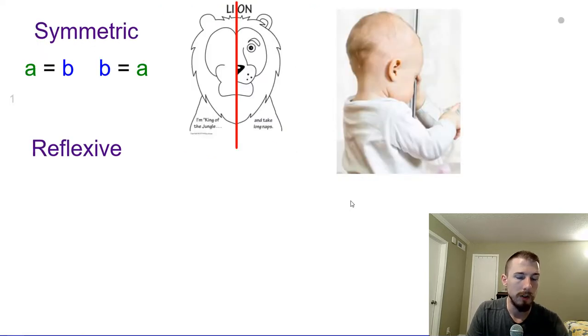Then we have symmetric and reflexive. These two are probably the most commonly confused. If you got associative and commutative down, you're good. But the symmetric and reflexive are often flipped. So for the symmetric property, think of a line of symmetry, like for the face of this lion, which means we know that whatever's going on on the right side of the face of the lion is probably going to be mirrored on the left side of the face.